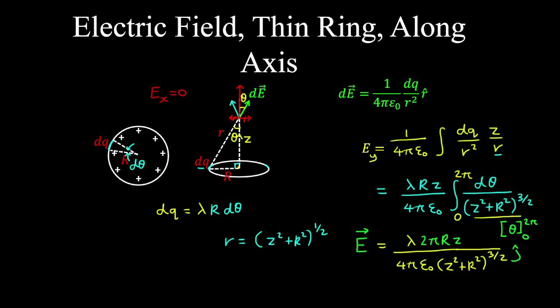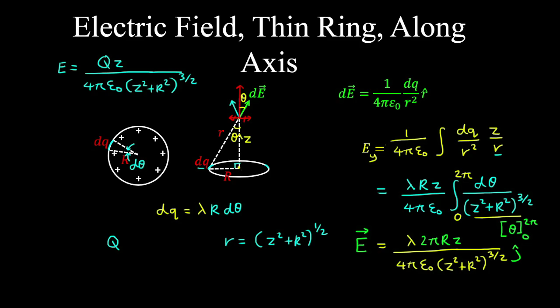Now note that we can make some analogies with a point charge. So the linear charge density multiplied by 2 pi r is going to give the net charge on that ring in coulombs. So therefore we can rewrite the magnitude of this electric field as q z on 4 pi epsilon naught, by z squared plus r squared to the 3 on 2.